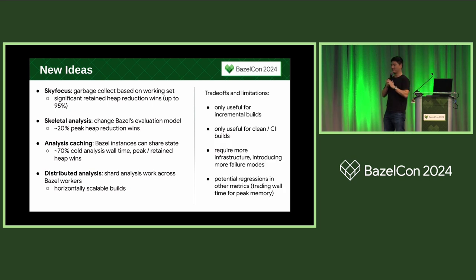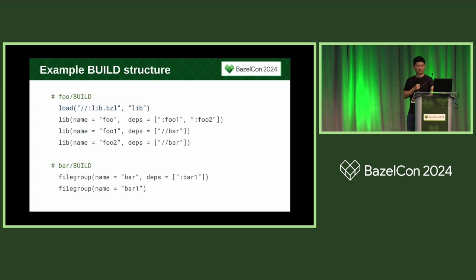Again, there are trade-offs and limitations with every new idea. For example, SkyFocus is only really useful for incremental builds because you have to specify a working set. Skeletal analysis is a garbage collection algorithm that really only works for clean builds, like CI builds, where you don't have to keep state and you're interested in reducing that peak. Analysis caching adds more infrastructure to your build, like you now need another backend to store the state, introducing potentially more failure modes. And lastly, some of these projects do trade one metric for another, so it really depends on the use case here.